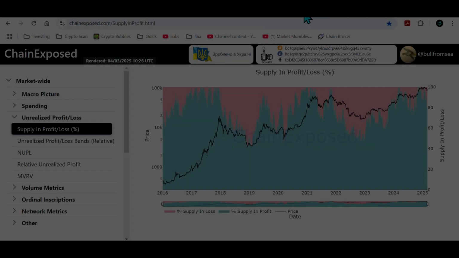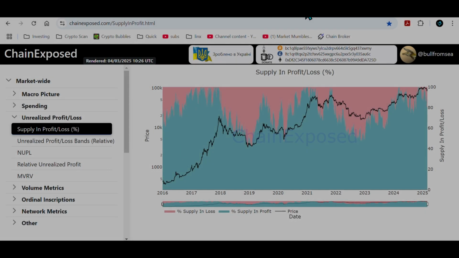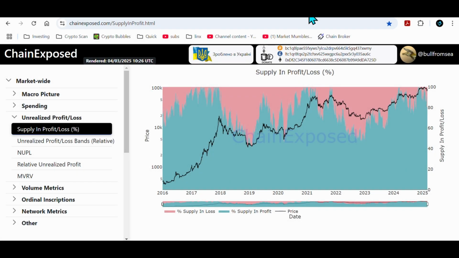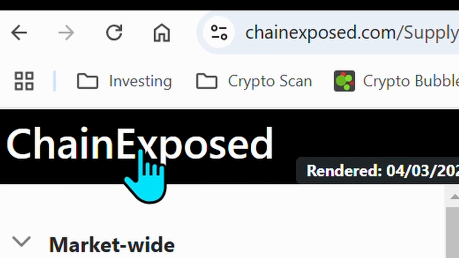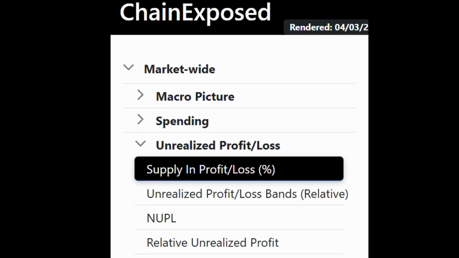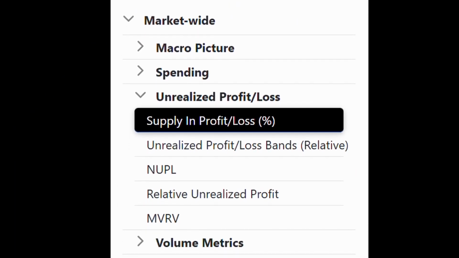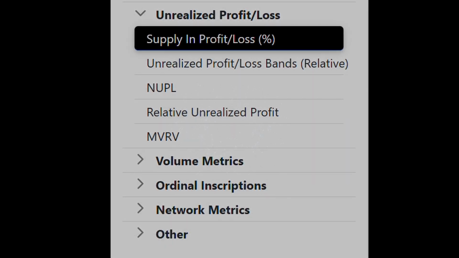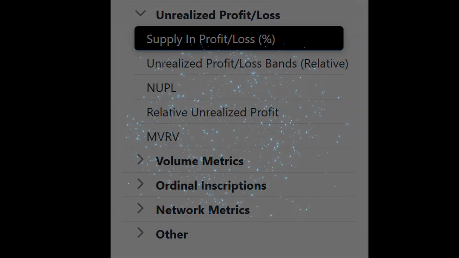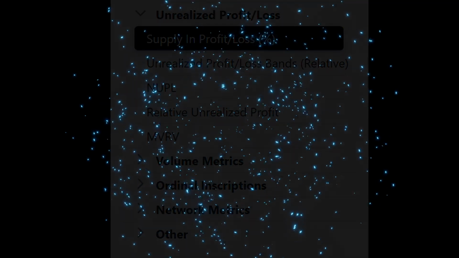Hello. For today's tool talk, I'm going to be looking at a few websites, or rather, a few tabs on this particular website called Chain Exposed, chainexposed.com. Each one of these indicators is designed for more high time frame analysis and understanding where we are in the markets, usually to the benefit of somebody who's trying to decide, is this a good time to exit the market or is this a good time to enter the market?